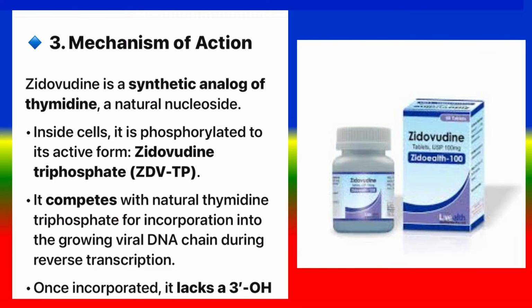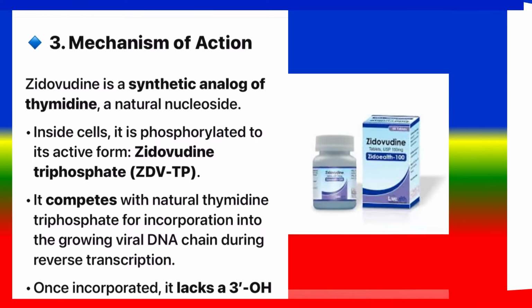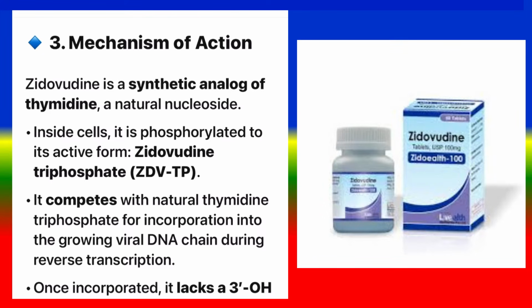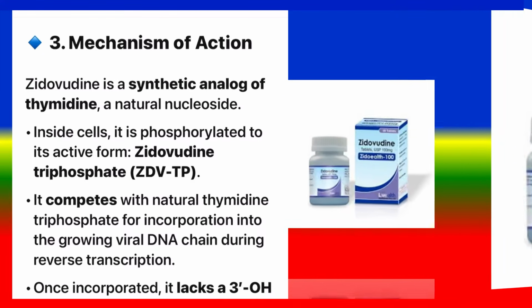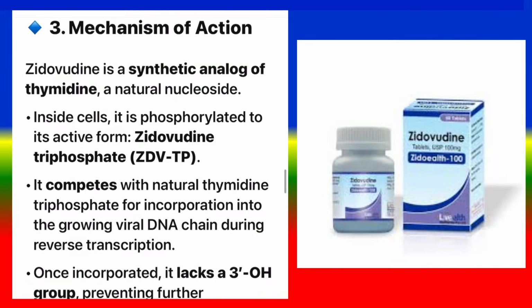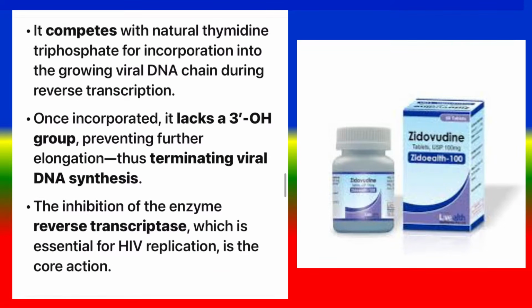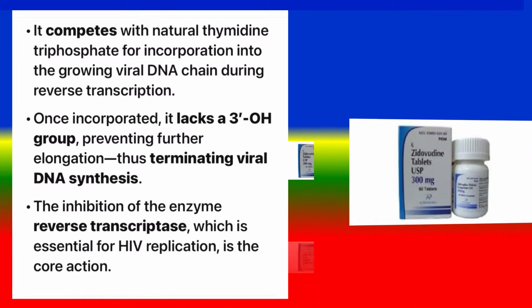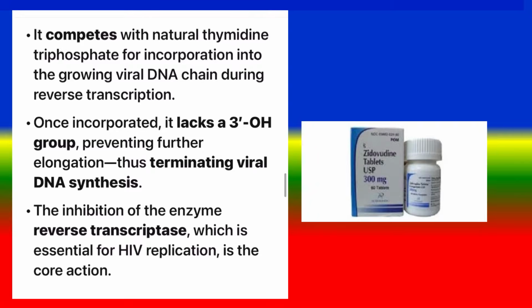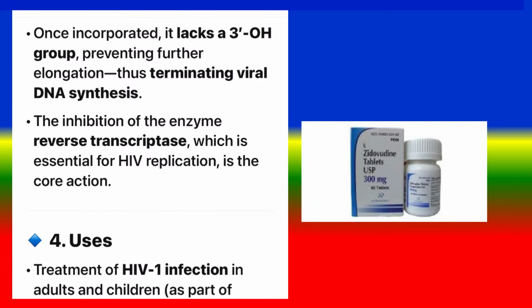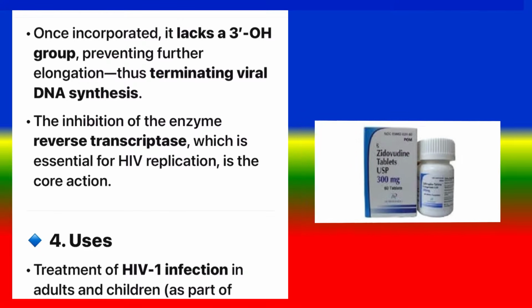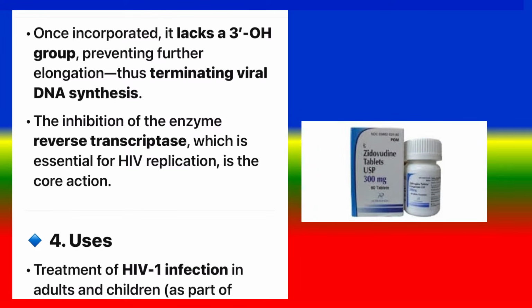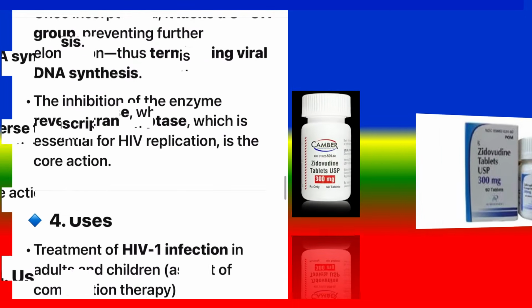3. Mechanism of action. Zidovudine is a synthetic analog of thymidine, a natural nucleoside. Inside cells, it is phosphorylated to its active form, zidovudine triphosphate, ZDV-TP. It competes with natural thymidine triphosphate for incorporation into the growing viral DNA chain during reverse transcription. Once incorporated, it lacks a 3'-OH group, preventing further elongation, thus terminating viral DNA synthesis. The inhibition of the enzyme reverse transcriptase, which is essential for HIV replication, is the core action.